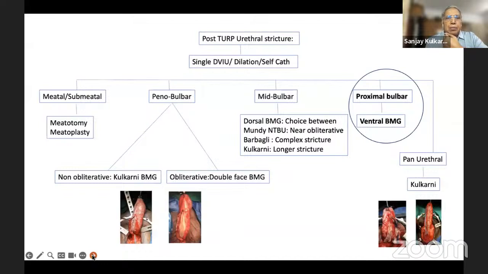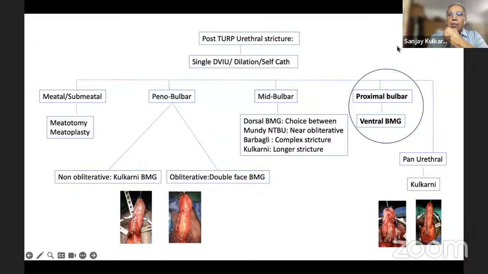If the patient has a penobulbar stricture, then we make a perineal incision and invaginate the penis into the perineum. For non-obliterative stricture, we do one-side dissection, dorsal onlay technique. For obliterative strictures, we perform double-phase buccal mucosa. These are tough strictures because the recurrence rate is slightly higher than normal. Then we have mid-bulbar strictures. We have a choice between dorsal onlay, Mundy technique, Barbagli, and Kulkarni, depending upon how complex the stricture is.